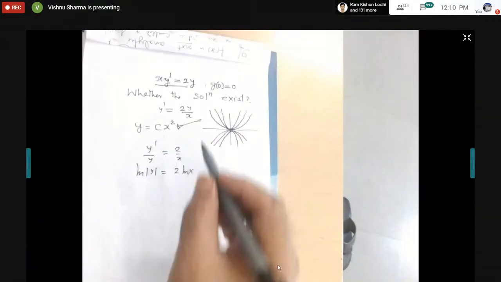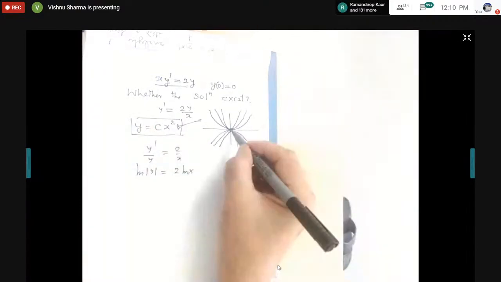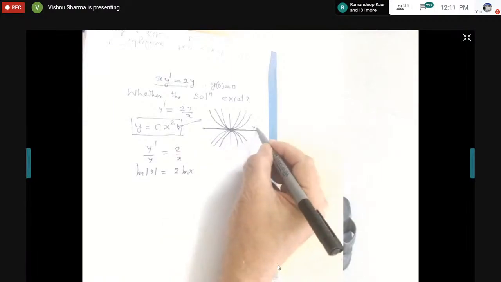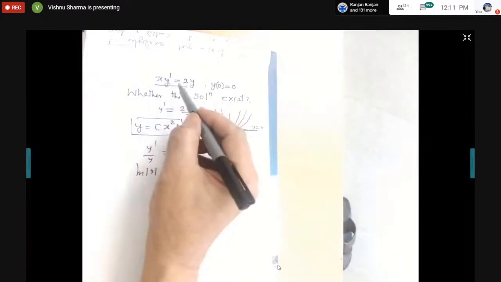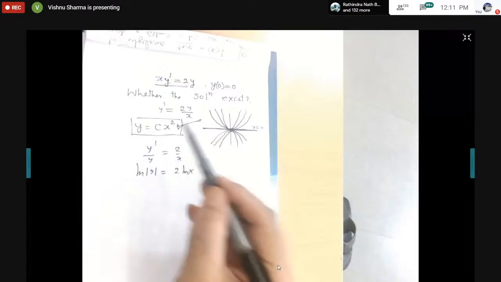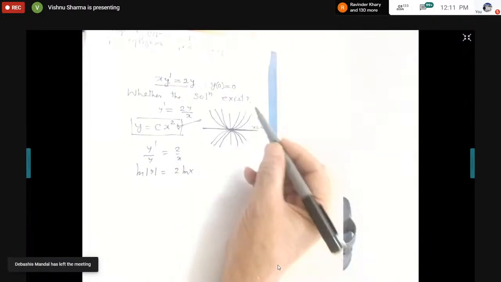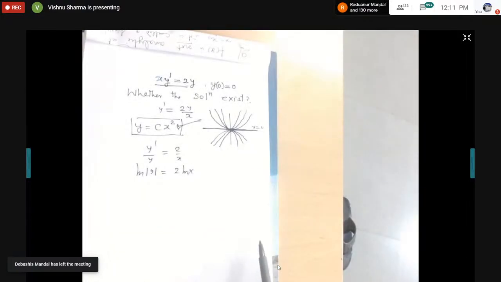Now obviously, you see there are an infinite number of solutions. In addition, y equal to 0 is also a solution. It satisfies the equation identically. Moreover, when c is equal to 0, we get y equal to 0, which satisfies this initial condition. So there are an infinite number of solutions, including y equal to 0.